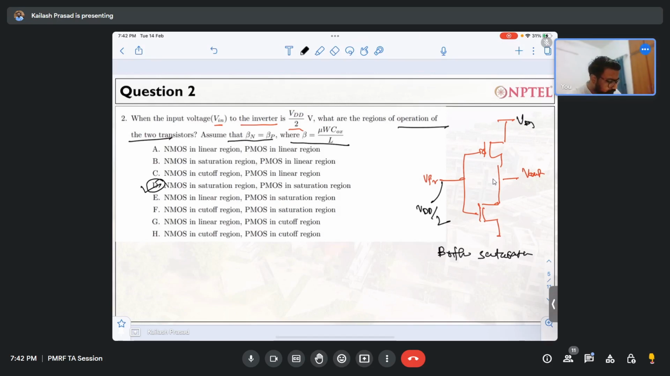Okay, so this is VDD, this is your ground, 0. For the first one, if you want to figure out which region it is, the first thing you have to check is whether your VGS is greater than VTH or not, or mode of VGS is greater than VTH. VGS should be greater than VTH for NMOS, and mode of VGS should be greater than VTH for PMOS. So for NMOS, N1, VGS will be VDD by 2. And the VDS, what will be the VDS?